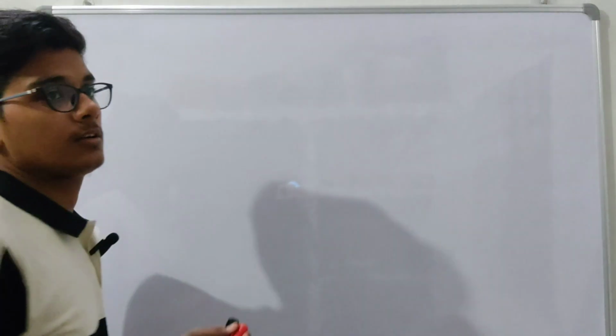Guys, today I am going to discuss mathematics chapter 1, class 10, real numbers. So let's start. In this chapter we have to discuss mainly 3-4 topics. There are two theorems: number one, the fundamental theorem of arithmetic, and number two, the Euclid division theorem.